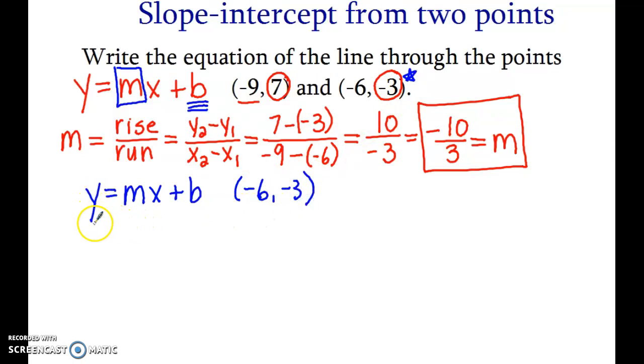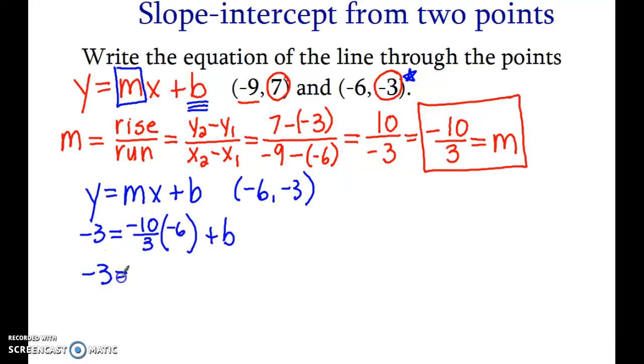So what is my y? Y is negative 3 equals, well, what is m? M I just solved for. Negative 10 over 3. What is x? X is negative 6. And then plus b. That's what I'm trying to solve for. And now I just solve for b.